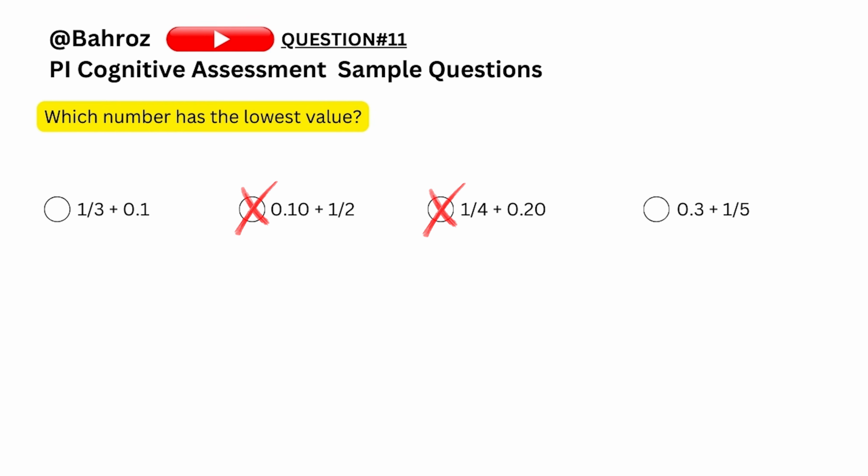So we cancel option C. Now we compare option A with option D. Option D is 1 by 5, which is equal to 0.2, plus we add 0.3, which makes it 0.5. Still, option A remains the lowest of the numbers, and hence option A is our answer.